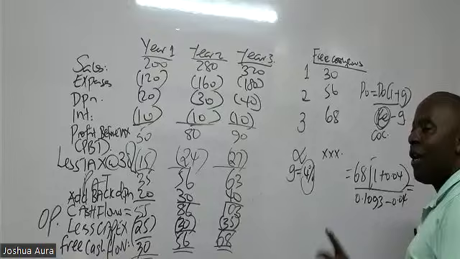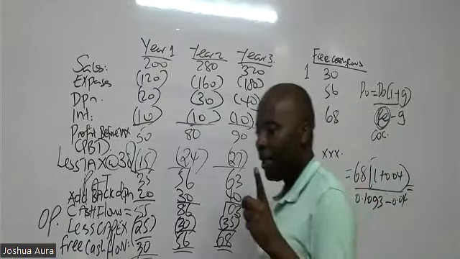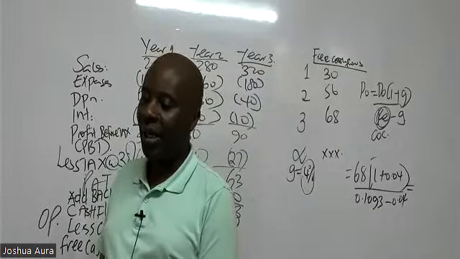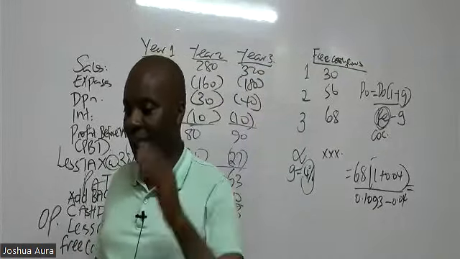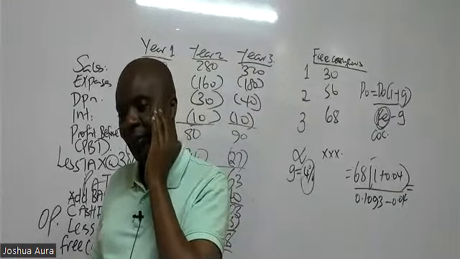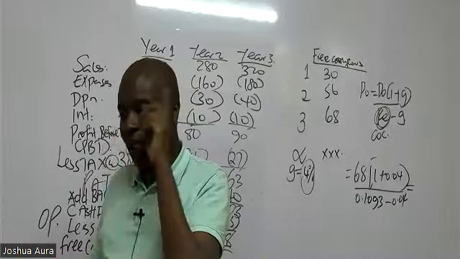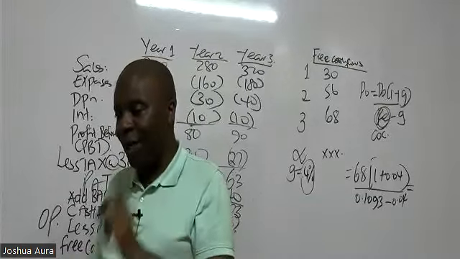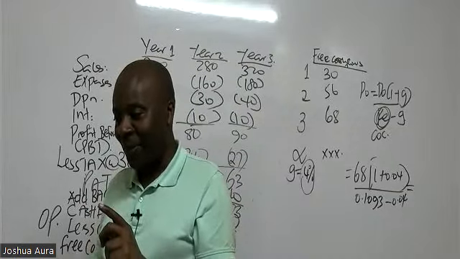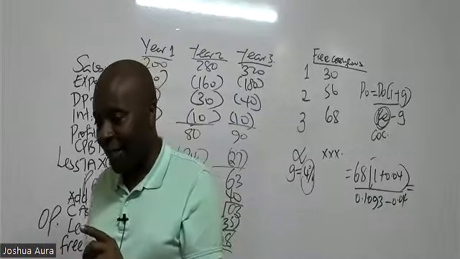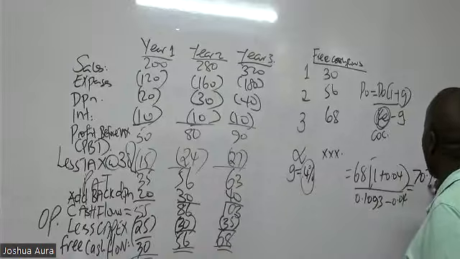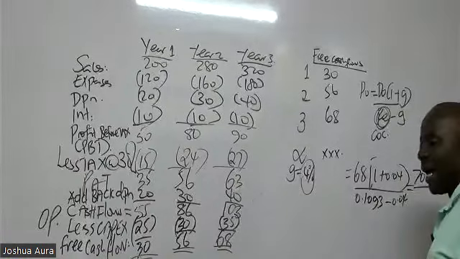So here you have to go very slowly. First of all, give me the numerator: 68 times 1.04. Numerator alone. 68 times 1.04, what figure are we getting? 70.72. How about the denominator now?